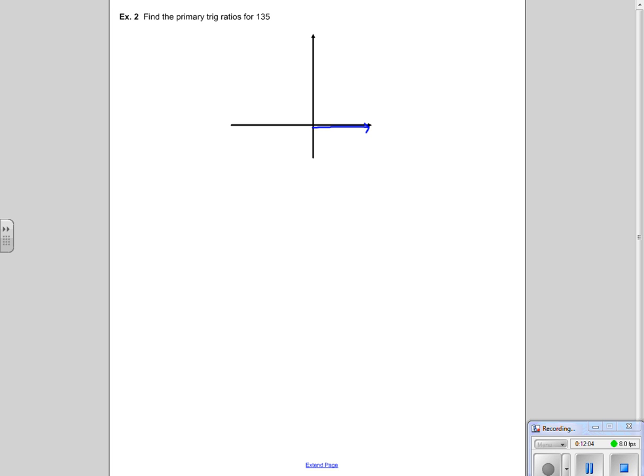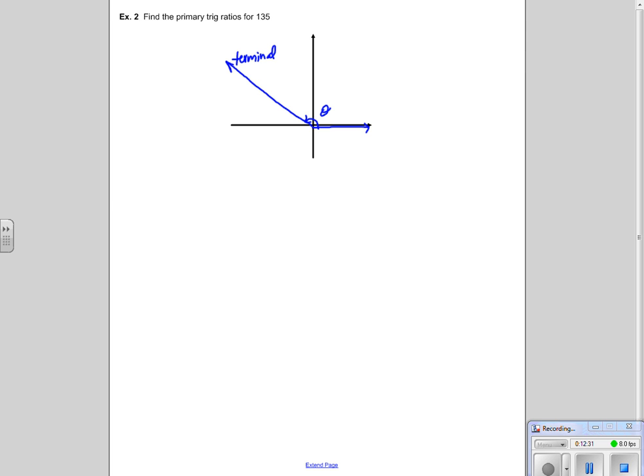My initial arm is there. I am going to rotate to a terminal arm that's 135 degrees. So I'm rotating 90 and another 45 degrees, and I have my terminal arm. Angle of rotation of theta. So I want to know a point that that terminal arm will pass through.